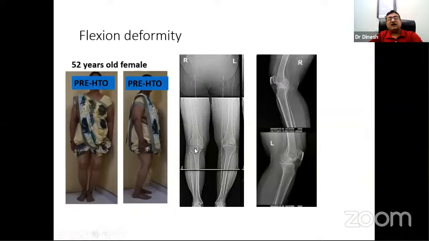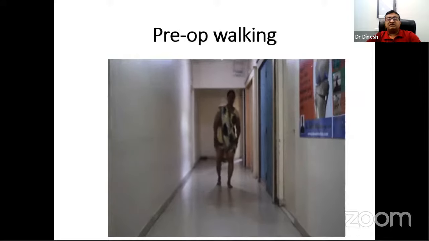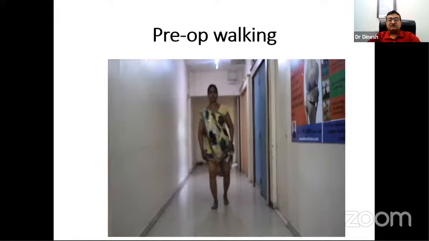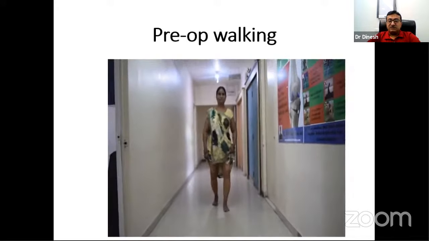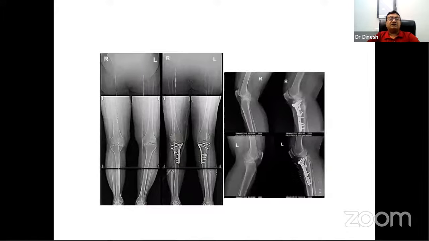There is a little bit of varus on the right side, but more varus on the left side. If we see the lateral, these x-rays are in full extension, and we can appreciate more than 20 degrees of flexion deformity. If we can correct this also, then we can expect a very good result. See here how she was walking with great difficulty, with flexion deformity and a lot of pain in both lower limbs. We can correct the flexion deformity by altering the slope. Here I have corrected it like that.